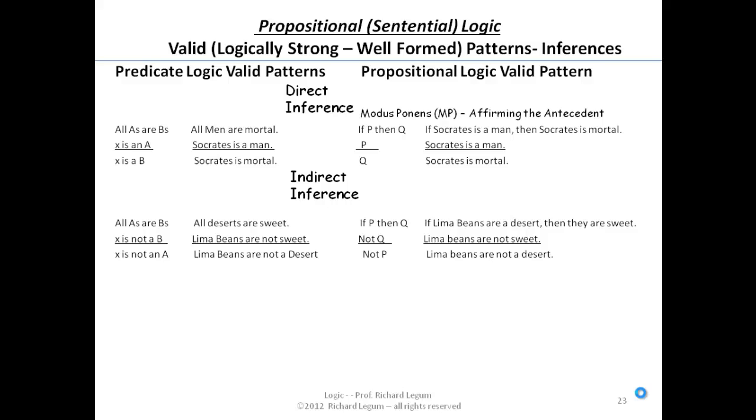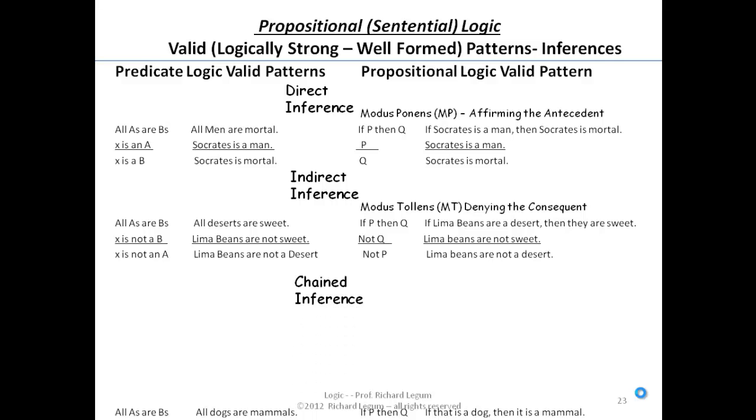If P, then Q, not Q, therefore not P. If lima beans are a dessert, then they are sweet. Lima beans are not sweet, therefore they're not a dessert. Modus tollens, sometimes called denying the consequent. Notice affirming the antecedent, the direct inference, was affirming P. The idea is it's telling you something about the first premise. And here, denying the consequent, is telling you something about the second premise. You're denying the consequent Q.